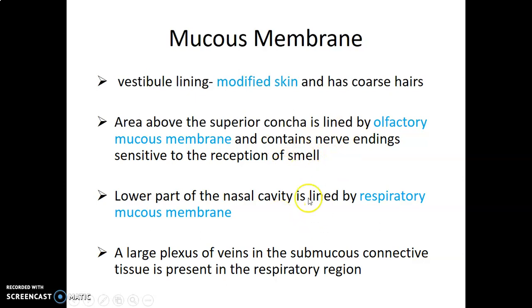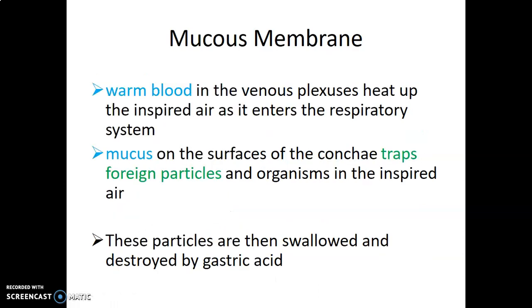The lower part of the nasal cavity is lined by respiratory mucous membrane, and the respiratory mucosa is pseudostratified columnar ciliated with goblet cells. Usually there's a large plexus of veins in the submucosa of the nasal cavity. And remember, these vessels help to humidify air. So as you breathe in, you're able to warm the air.